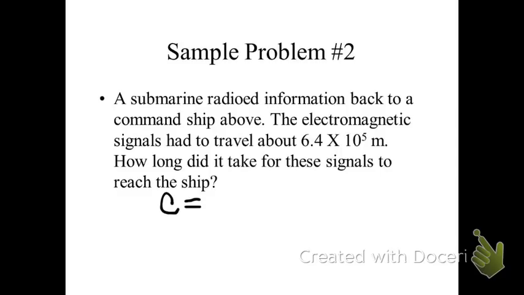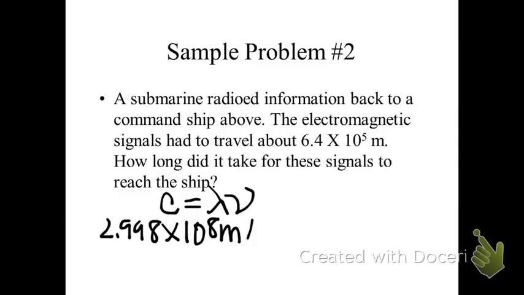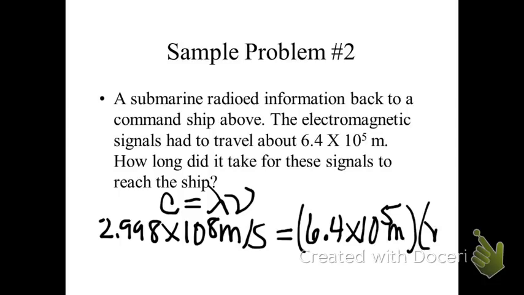We're going to use the equation that relates wavelength and frequency. We know that c is always 2.998 times 10 to the 8th meters per second. They also gave you the length in meters, so you don't have to change it in any way. And we're going to solve for frequency. You may be thinking, why are we solving for frequency when we want time? I will show you in just a minute.